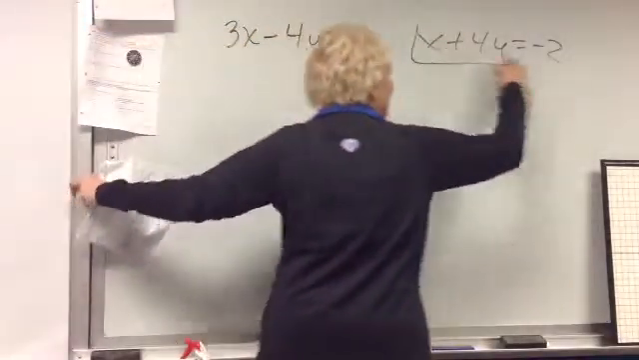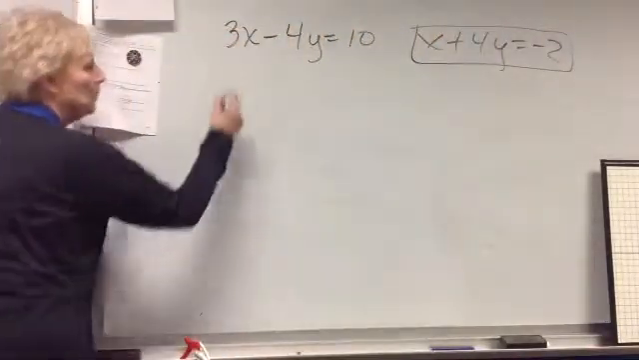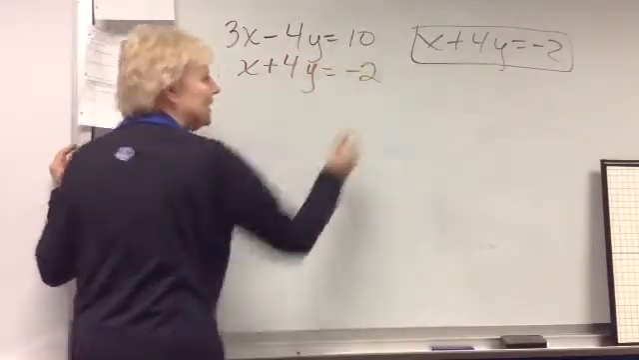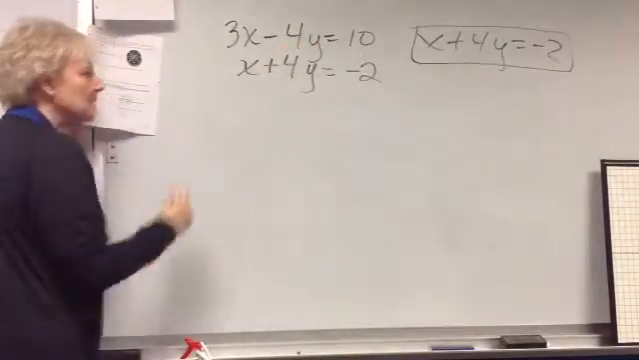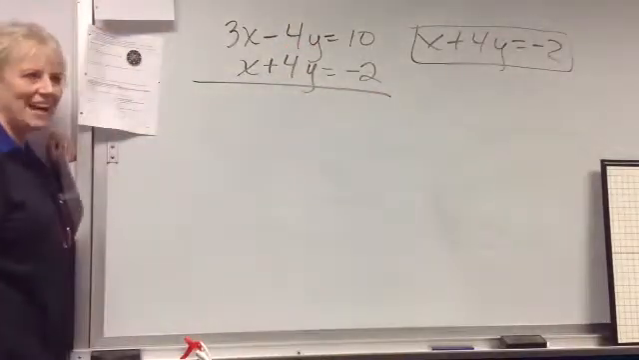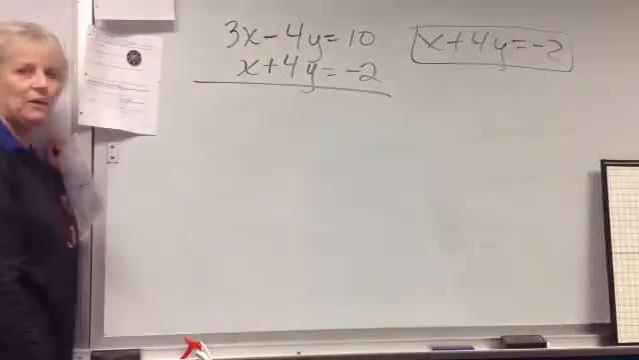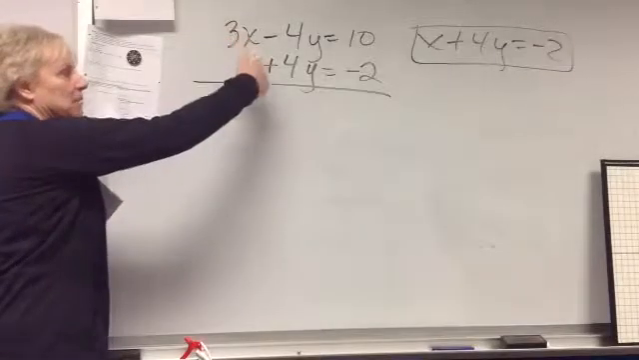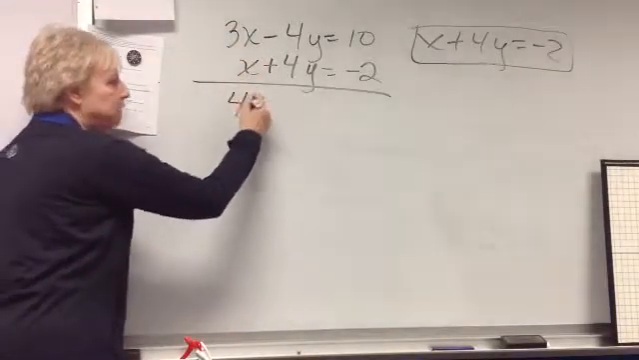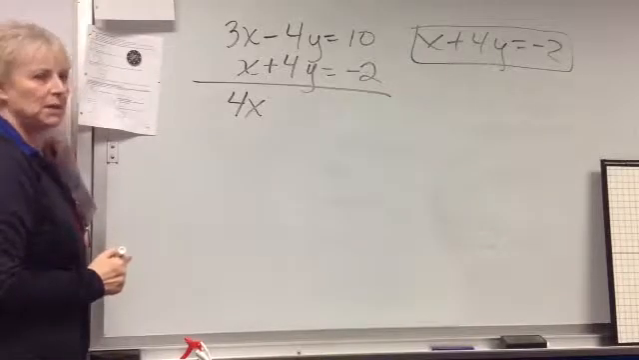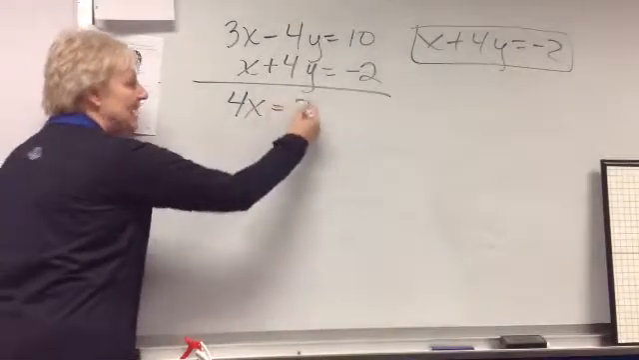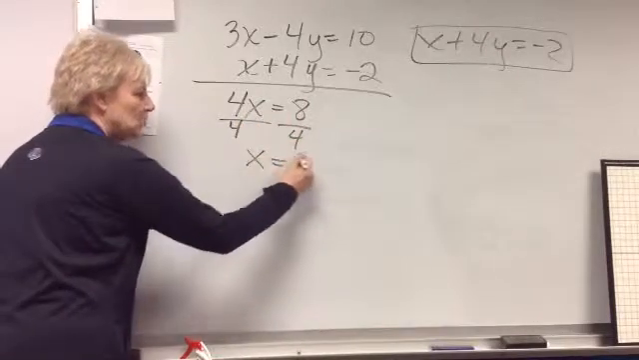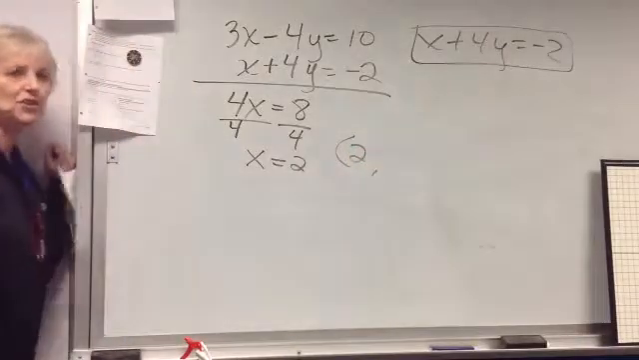All right, so we're going to take this equation right here and put it underneath so they're lined up. This is where people that are sloppy need to be very careful that everything's lined up. And we're going to add, because I can see right away this is going to eliminate my y. 3x plus 1x is 4x. 10 plus negative 2 is 8. Divide by 4. Divide by 4. X equals 2. So the first part of our answer is a 2.